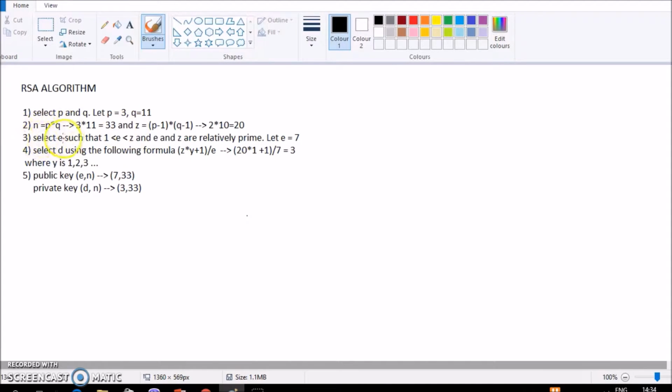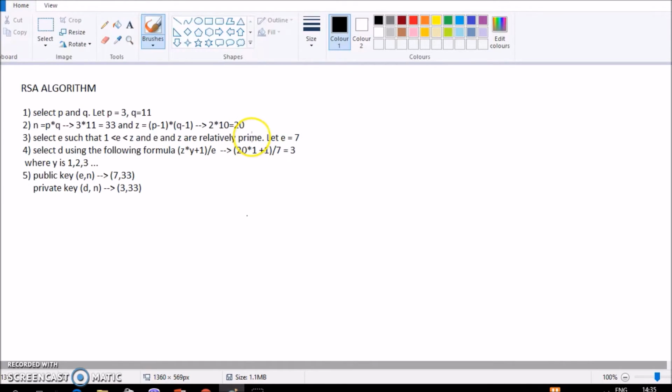Now, this is an important step. We need to select E such that E is greater than 1 but less than Z, and E and Z are relatively prime. What does the term relatively prime mean? It means that the GCD of E and Z is equal to 1. We have to find such a prime that does not divide Z. For example, if we did 20 divided by 3, we would get a non-integer value. So that means we can use 3 for our E value.